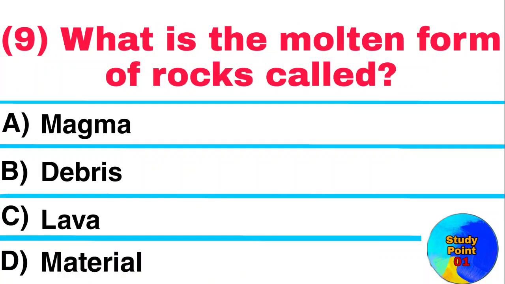Question. What is the molten form of rocks called? A. Magma. B. Debris. C. Lava. D. Material. Answer. Magma.